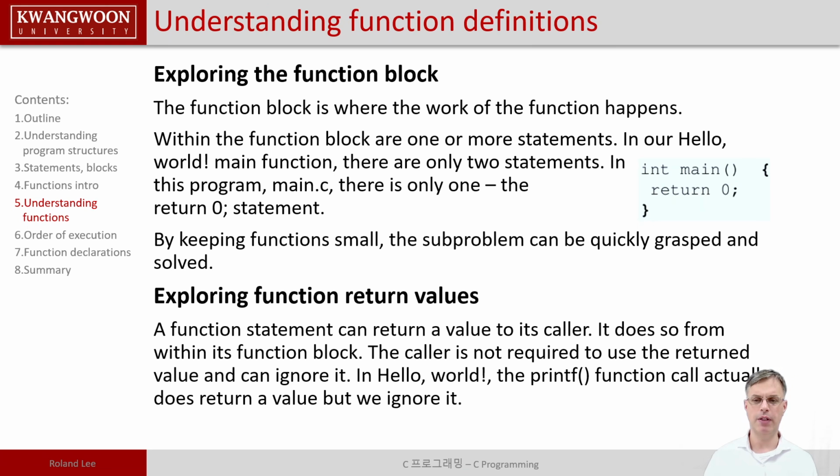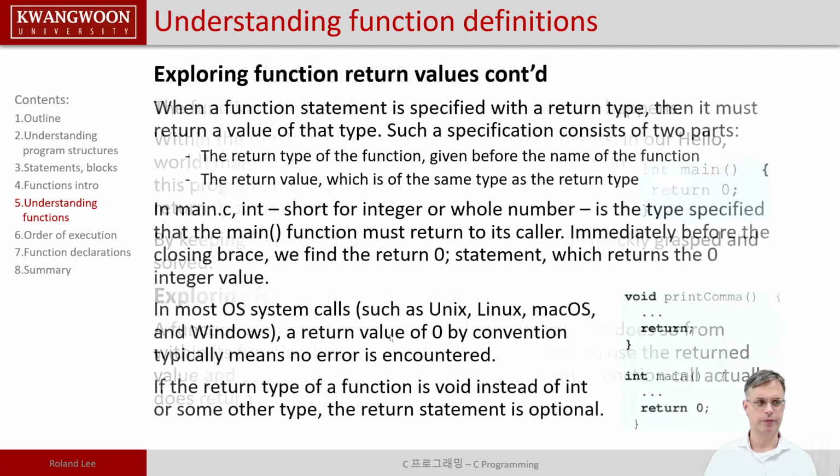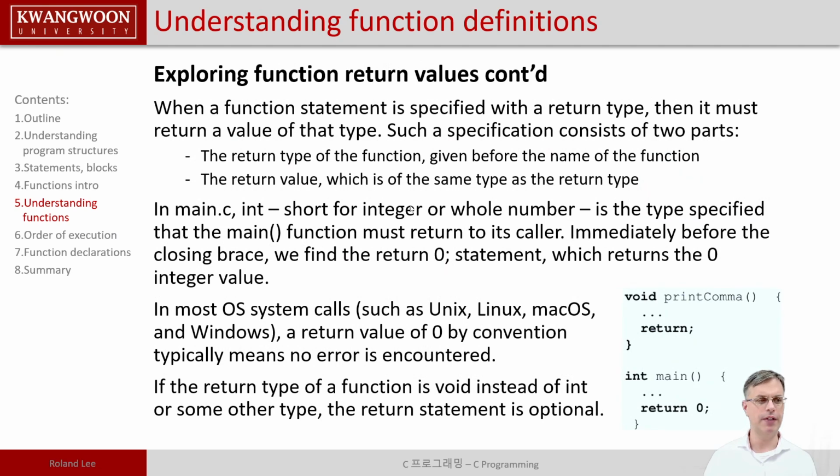When a function is specified with a return type, then it must return a value of that type. Such a specification consists of two parts: the return type of the function given before the name of the function, and the return value, which is of the same type as the return type. In main, int, short for integer or whole number, is the type specified that the main function must return to its caller.